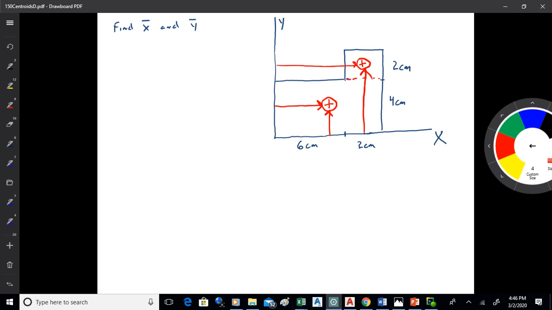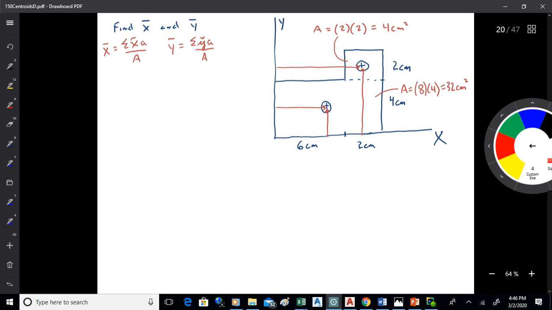Okay. So once I've got that, I'm going to want areas. What units did I use there? Okay, so there you go. So I'll start with that, and then I'll get the areas. The top area is 2 by 2. It's 4 centimeters squared. I'm going to stay in centimeters on this. The bottom one is 8 by 4, which is 32 centimeters squared.